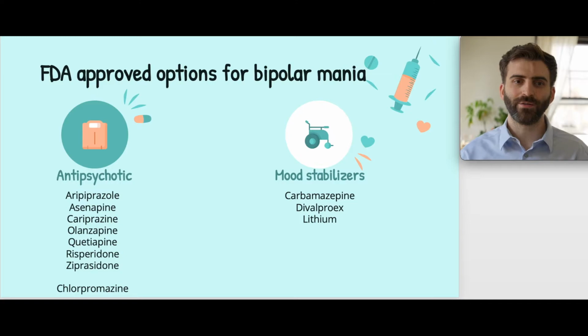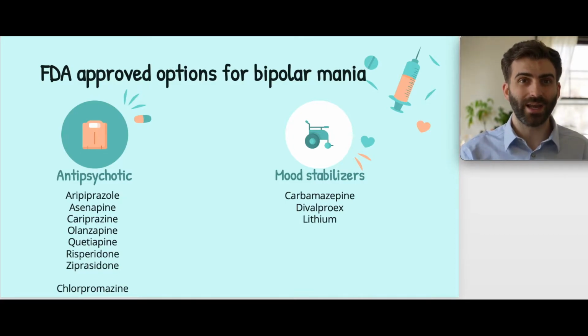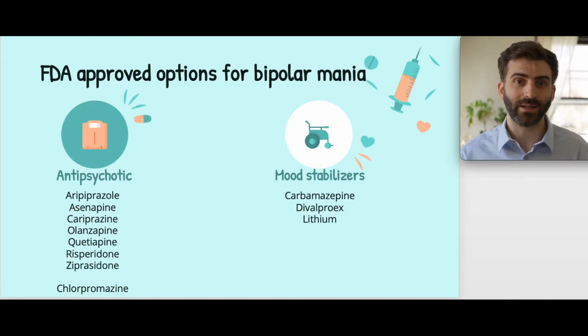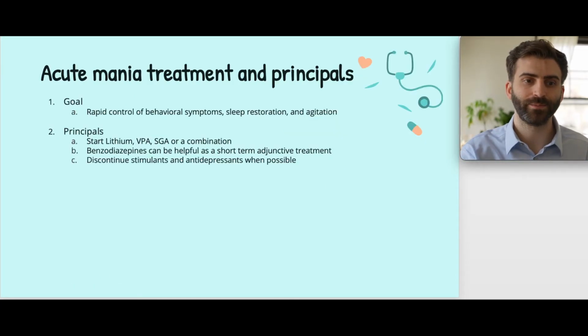Listed here are your FDA-approved options for bipolar mania. Many antipsychotics are, and a few mood stabilizers are. Of note, some of the first-line recommendations in the guidelines were antipsychotics that are not FDA-approved. So pretty much any antipsychotic will help someone get out of an acute manic state. So you can go off-label if you would like for acute mania.